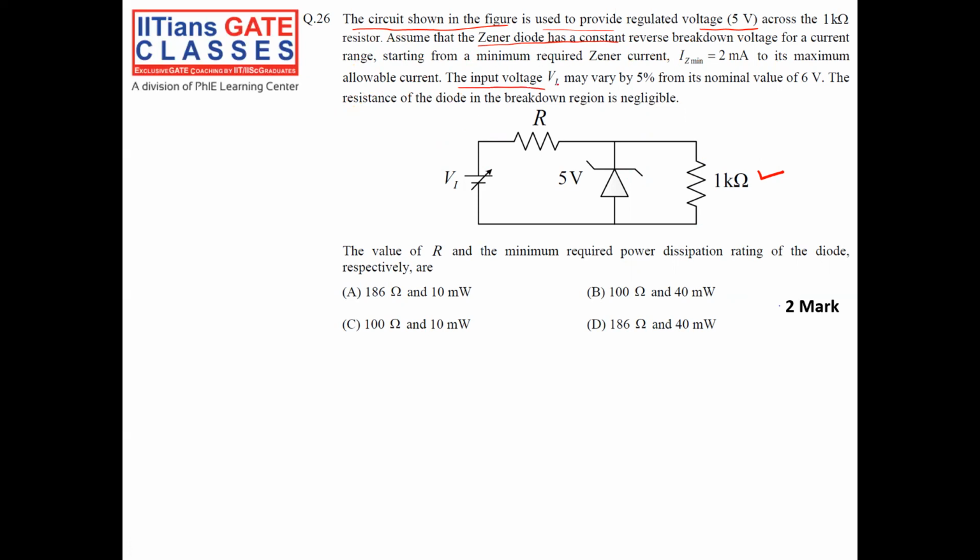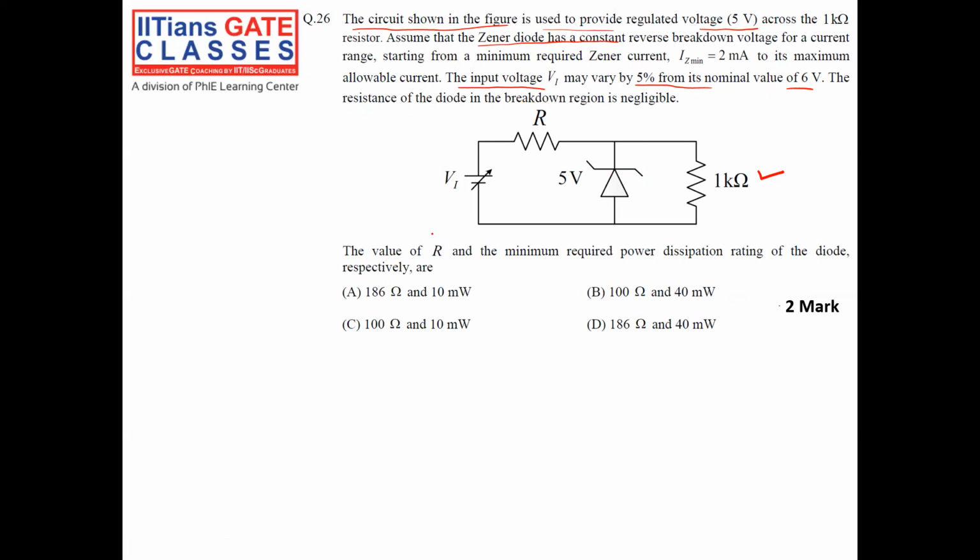The input voltage is varying by 5% from its nominal value of 6 volt. Okay, what it is asking, the resistance of the diode in the breakdown region is negligible. That's okay, it's kind of the ideal diode.